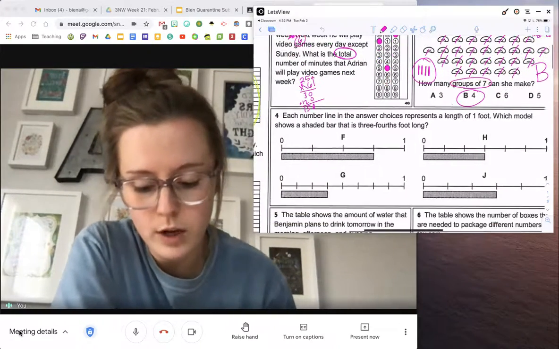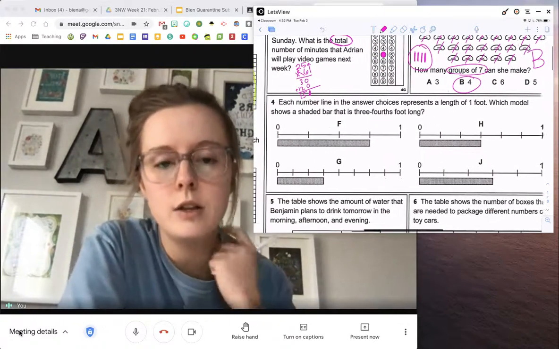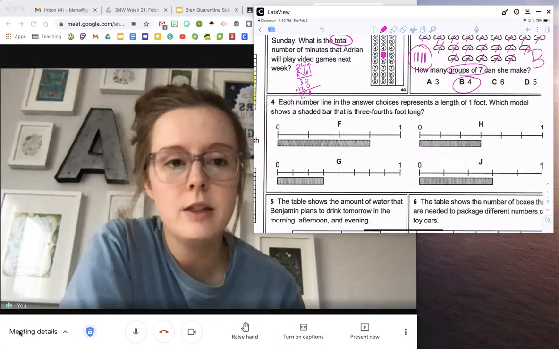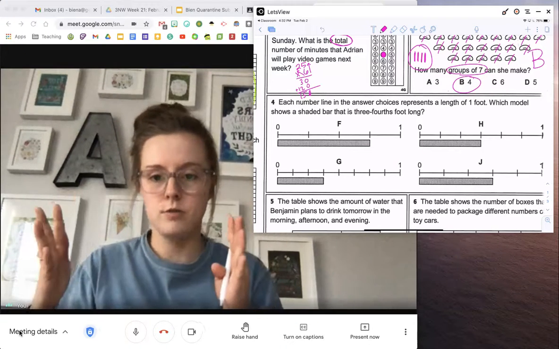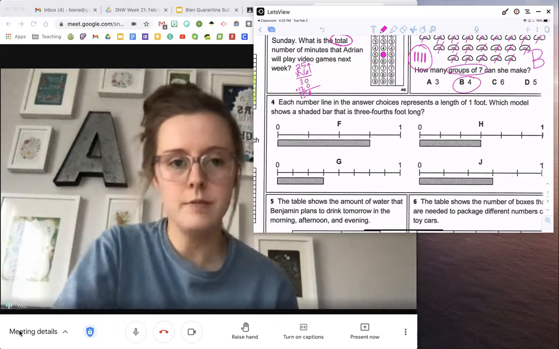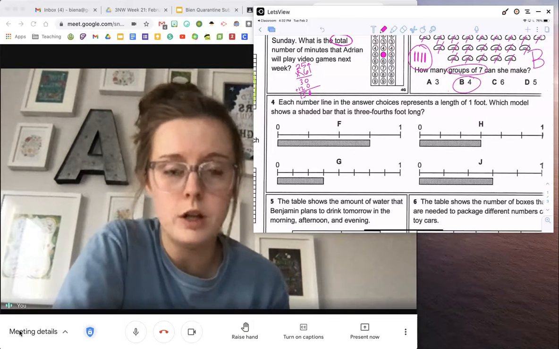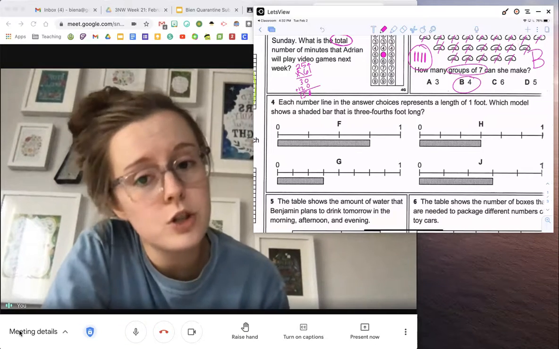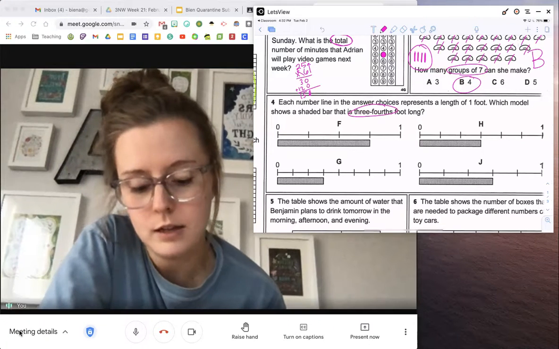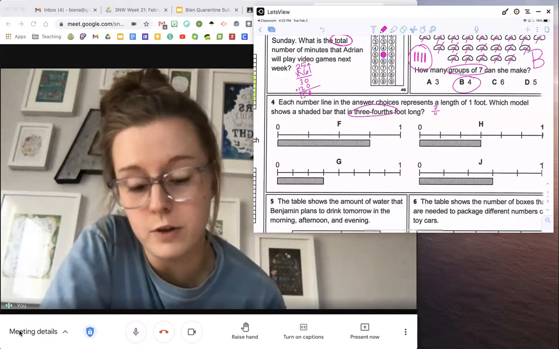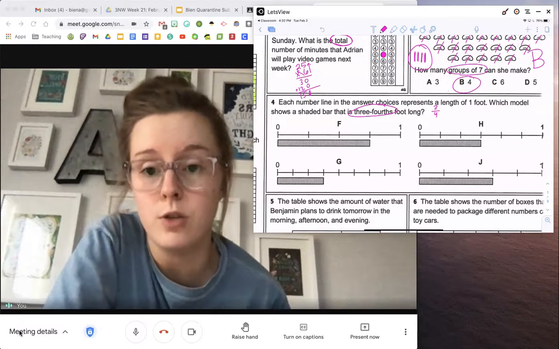All right, number 4 says each number line in the answer choices represents a length of 1 foot. So each chunk is 1 foot. Which model shows a shaded bar that is 3/4 of a foot long? So basically, which one shows 3/4? That's all it's asking you. Don't get all confused by the foot business. It just wants to know which one's showing you 3/4.